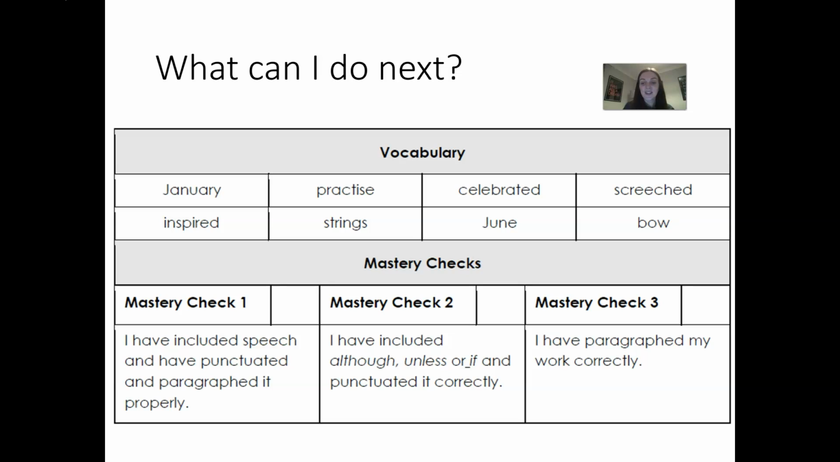Okay, so Mastery Check 3 is the one that I'm most interested in today. That's, have I paragraphed my work correctly? This should mean there are 4 clear sections of writing on your page with a space between each one, so I can see the 4 different parts of a story.